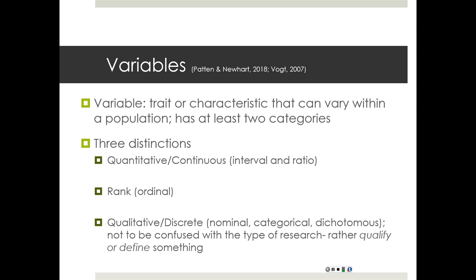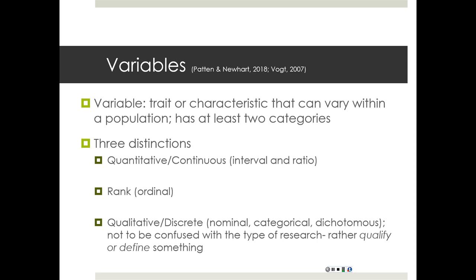Variables are categorized using the different scales of measurement. They can also be categorized into 3 distinctions as the one listed here. A quantitative or continuous variable, think numbers, are the variables that are in the interval and ratio scales of measurement. Remember, these are both scales of measurement with equal intervals between numbers, and the ratio scale will have an absolute 0.